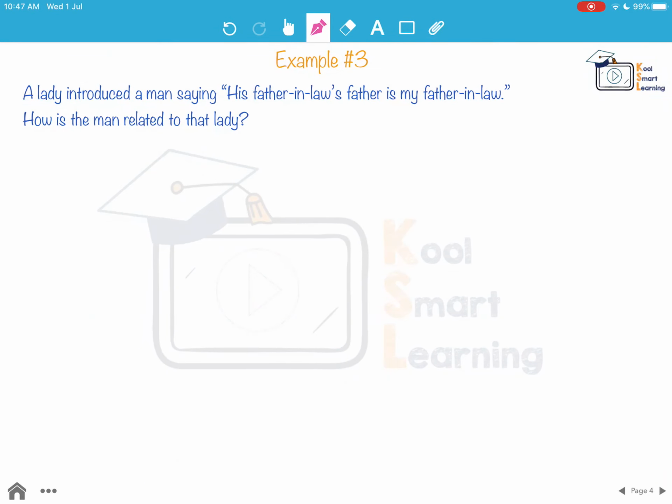Moving on to the next question. A lady introduced a man saying, his father-in-law's father is my father-in-law. Okay, so here where do we start from?